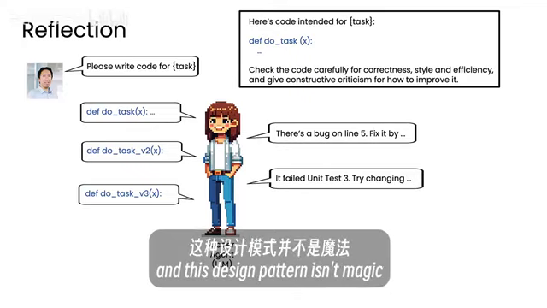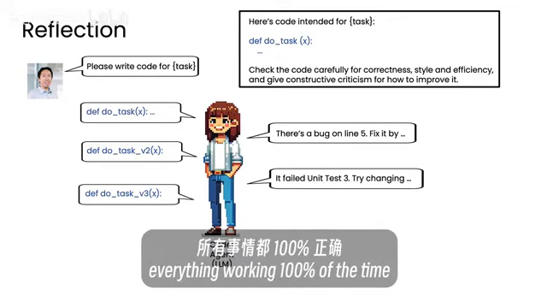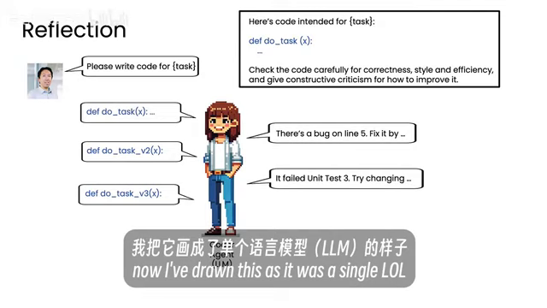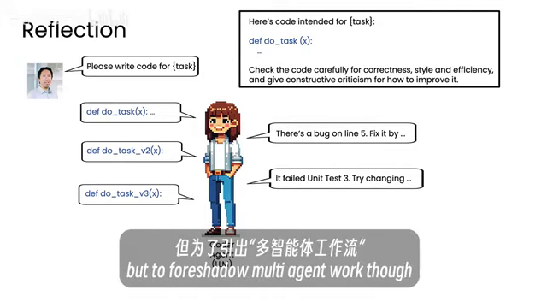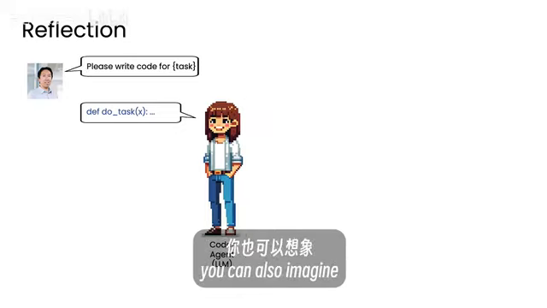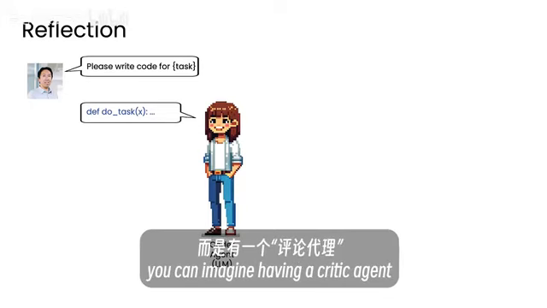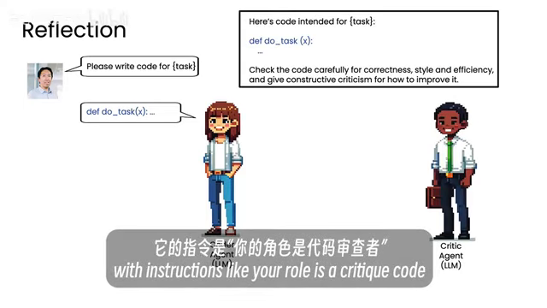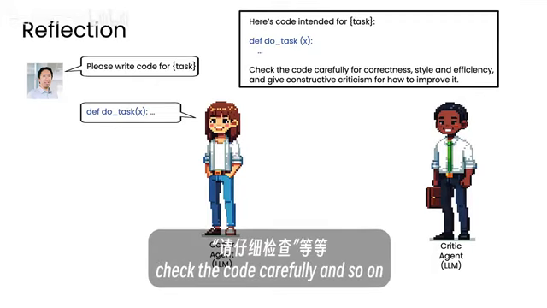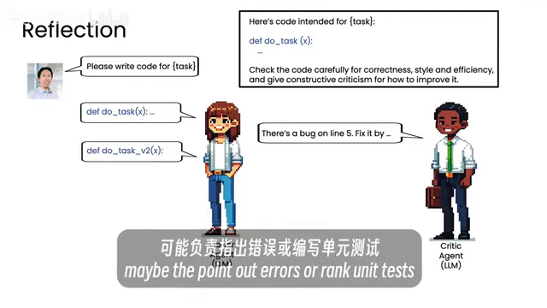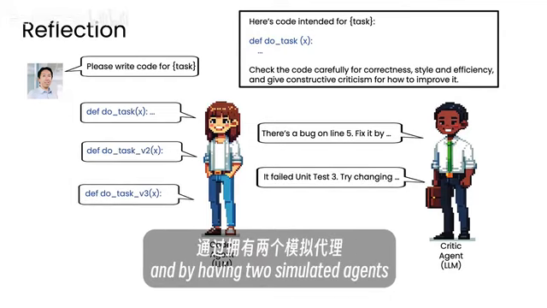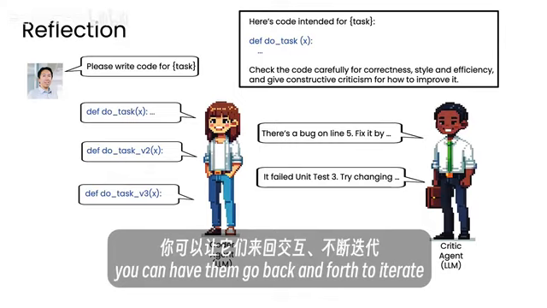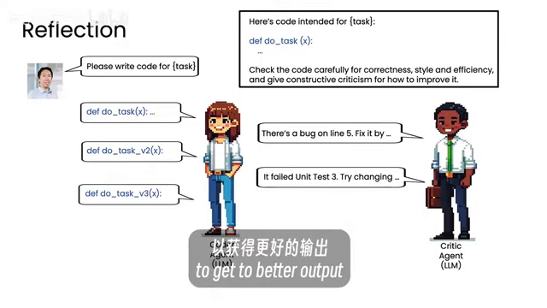And this design pattern isn't magic. It does not result in everything working 100% of the time, but sometimes it can be a nice bump in the performance of your system. Now, I've drawn this as if it was a single LLM that I'm prompting, but to foreshadow multi-agent workflows, instead of having the same model critique itself, you can imagine having a critic agent, and all that is, is an LLM that's been prompted with instructions like, your role is to critique code, here's code intended for a task, check the code carefully, and so on. And the second critic agent may be able to point out errors or run unit tests. And by having 2 simulated agents, where each agent is just an LLM prompted to take on a certain persona, you can have them go back and forth to iterate to get to better output.